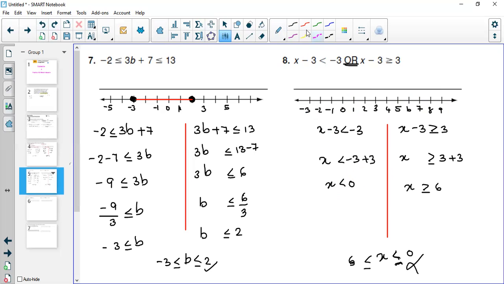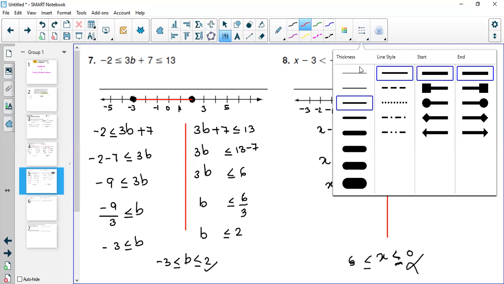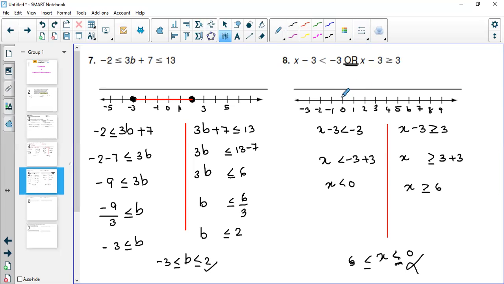X is less than 0. So how are you going to graph x is less than 0? Draw a circle on 0. Do not shade it because it doesn't say equal. Draw the line to the left because it is lesser, and then draw the arrow. So this shows x is less than 0.